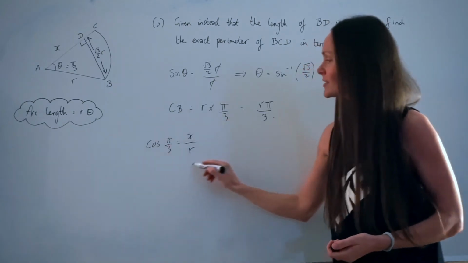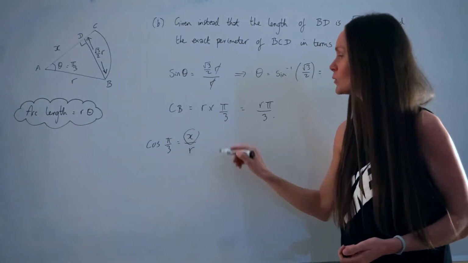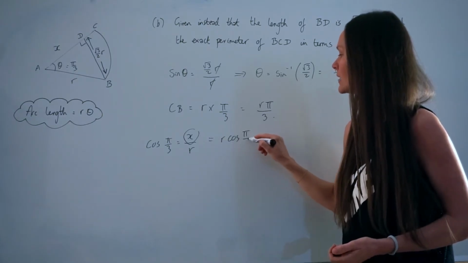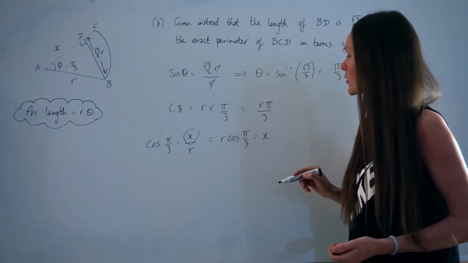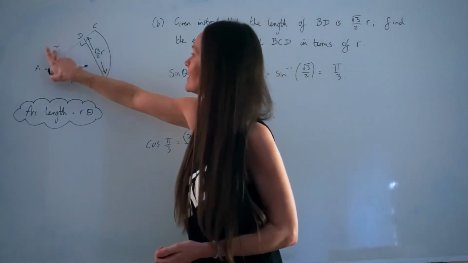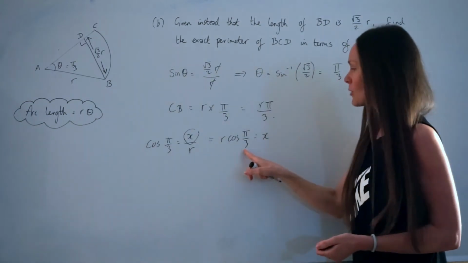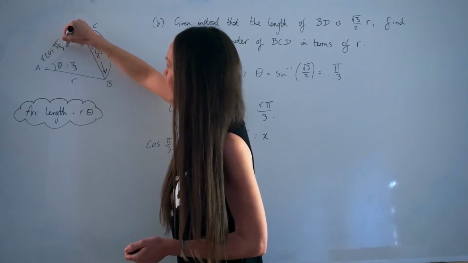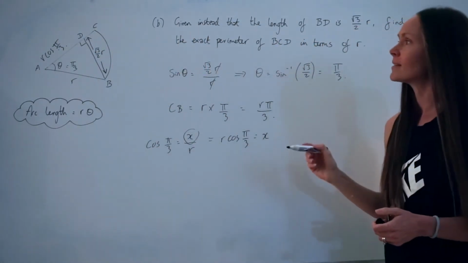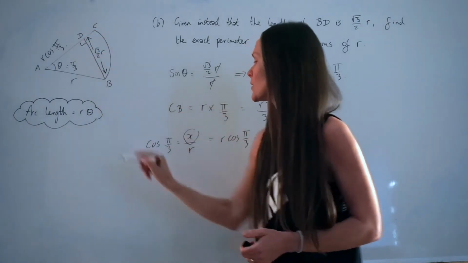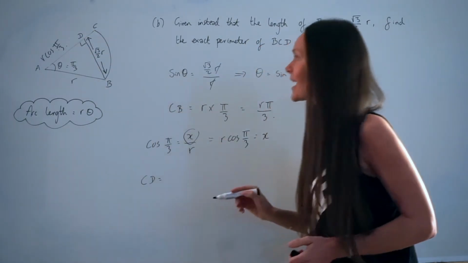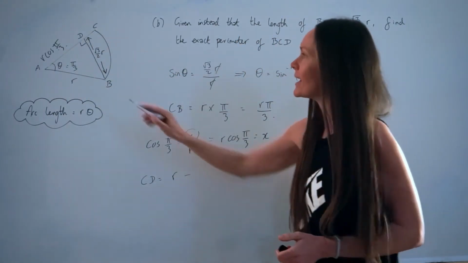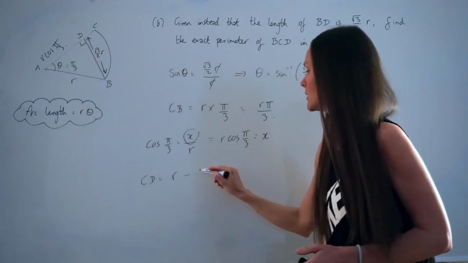Then I can rearrange this equation to make x the subject. So I'm going to multiply both sides by r, so that r cos a third pi is equal to x. So instead of calling the length AD x, I can replace it with r cos pi over 3. Now we can work out the length CD, this little bit here that we need to work out the perimeter, by taking the radius, so the entire length here, and subtracting the length AD that we just worked out.